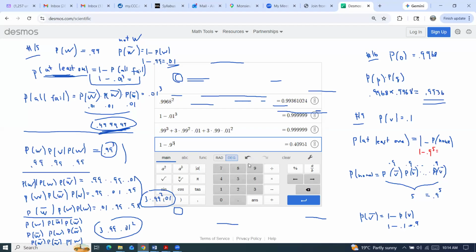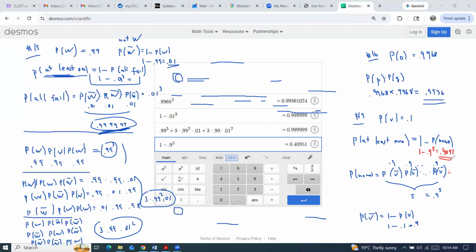And I recommend you use Desmos, right? The Desmos scientific calculator, free, absolutely free. And that's a good thing about it. So it is equal to 0.409. So you already get about 41%, right?